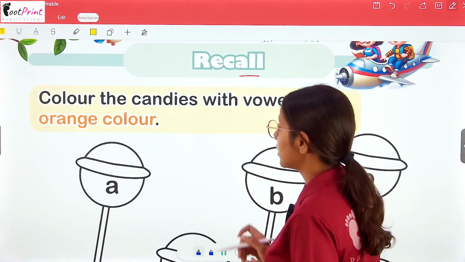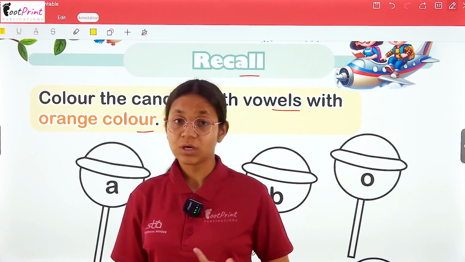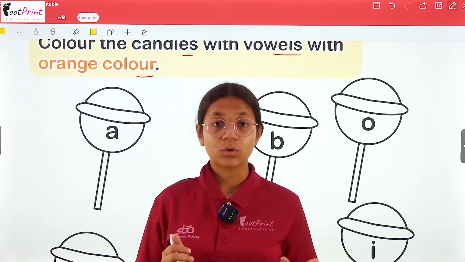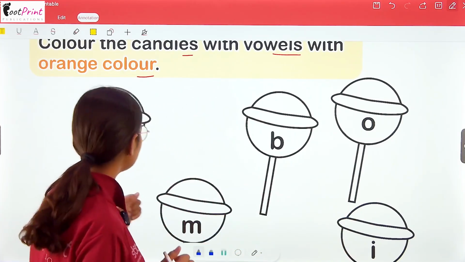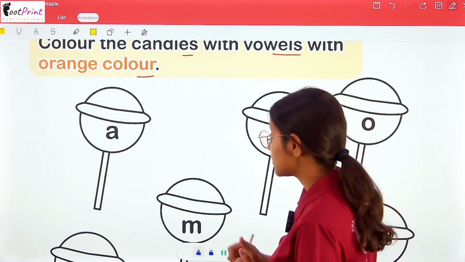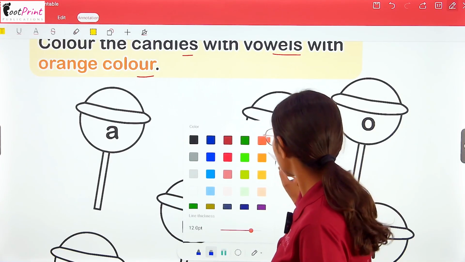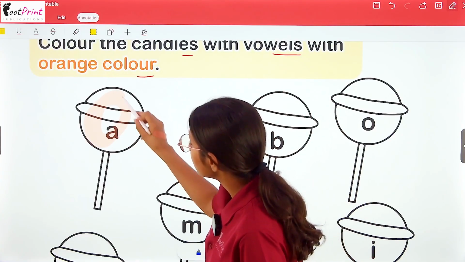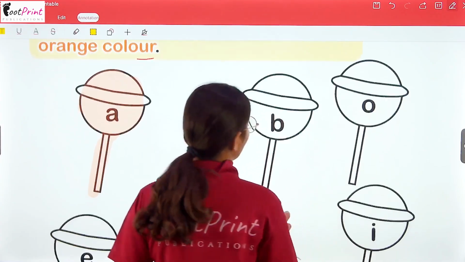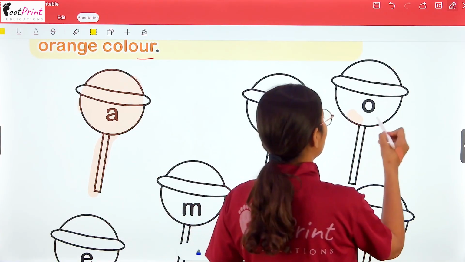Recall. Color the candies with balls with orange color. So, we have to color those candies only which have the balls. Okay, not the rest of the alphabets. So, let's start it. Here is A. Is A a ball? Yes, so we will color it with the orange color. So, now I am doing orange color. Now B is not a ball. O, yes, O is a ball.